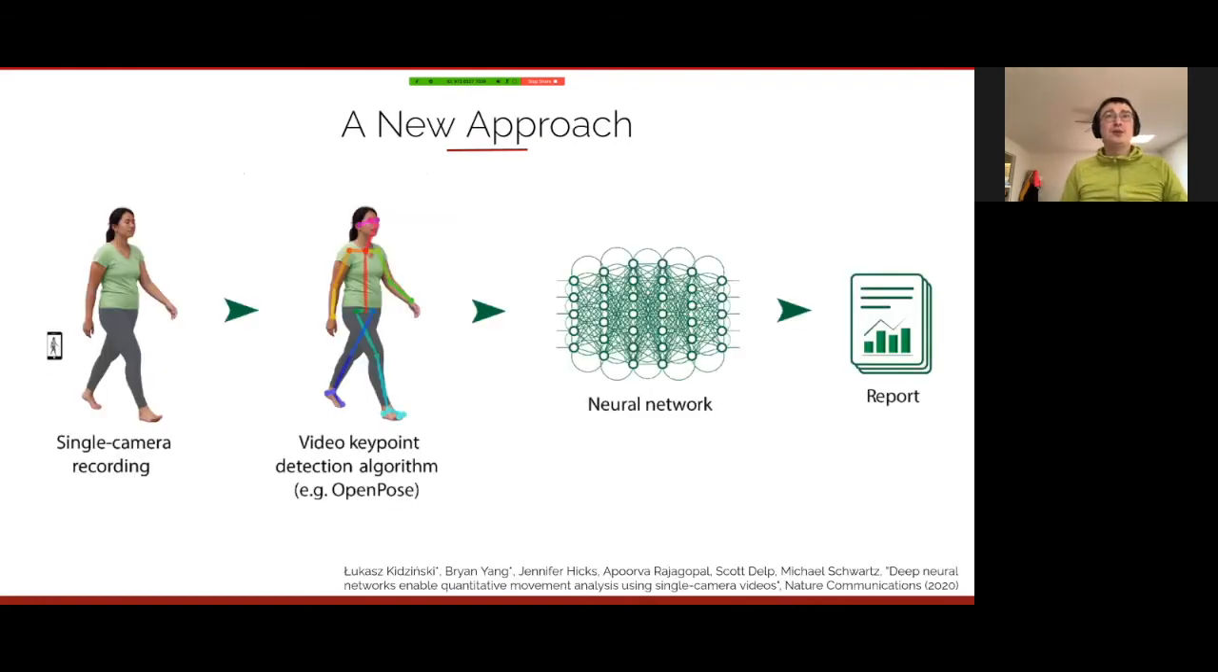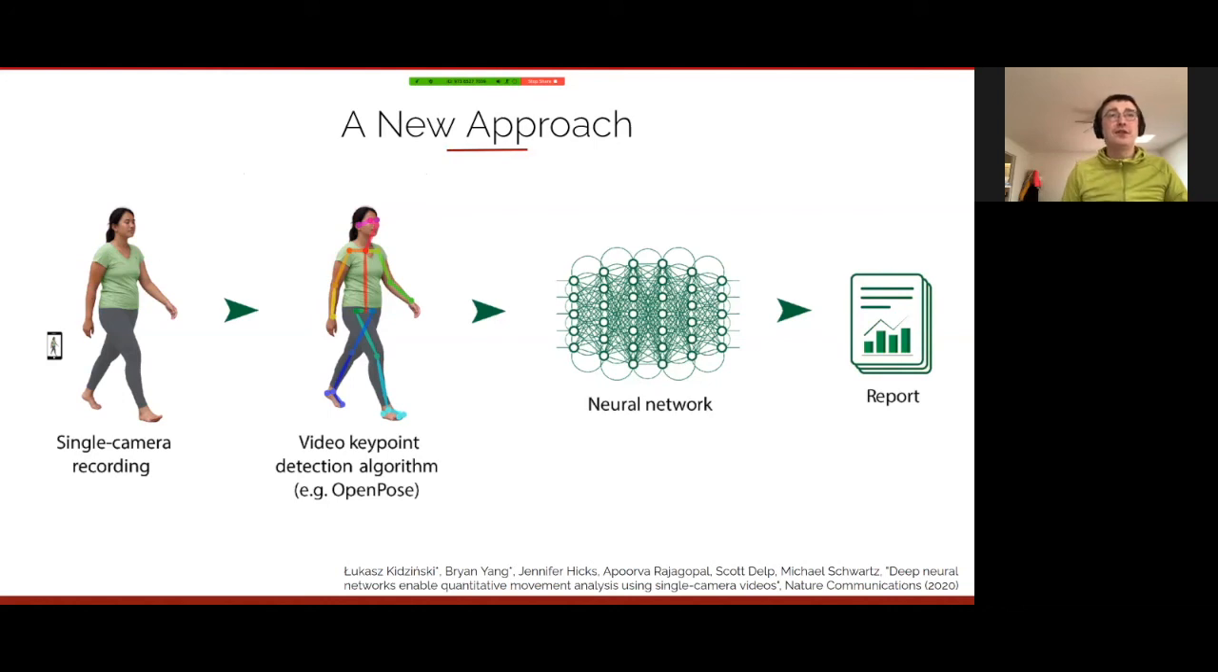So how did we solve this problem? How did we approach this problem? We built a much simpler workflow which doesn't rely on those reflective markers. You simply need to record your subject with the camera. You run an off-the-shelf key point detection algorithm that gives you those virtual markers on every frame of the video.